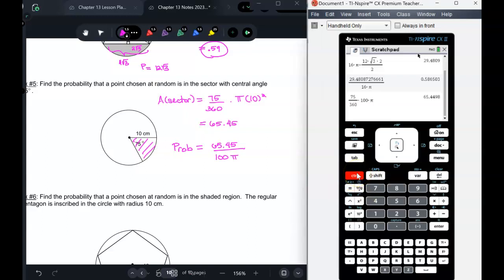So I'm going to take the previous answer, the second one. 0.21. Oh, that's because it did that. So 21% chance.